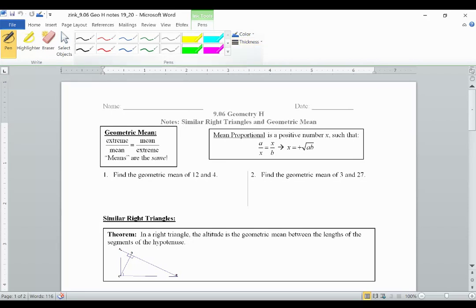As I told you in class, you can either print out the note sheet and copy the notes onto there, or if you don't have a printer, you can just copy everything down onto a piece of loose leaf to have in your notes.